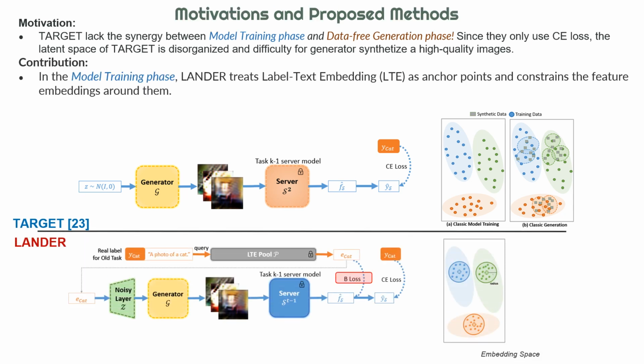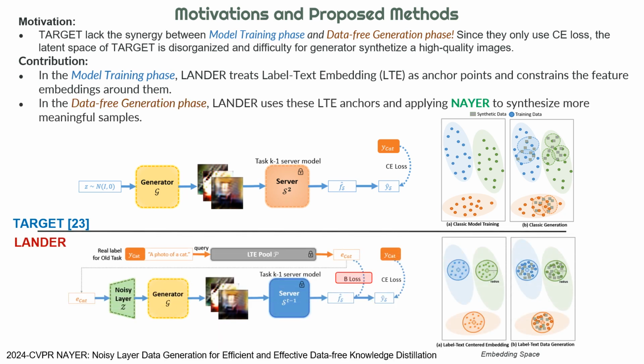To address this issue, we propose to use the label text embedding as the anchor and constrain the feature embeddings around them to enrich the surrounding area with more meaningful information. After that, by using LTE as anchor, we apply NAYER to synthesize more meaningful samples.